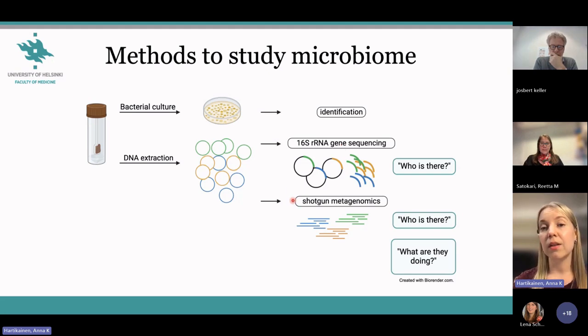Another one is shotgun metagenomics, where all DNA in the sample is sequenced. With this method, we can have more resolution, so we can go down to the species and even strain level. And we also have 2 different methods for this: reference-based methods and methods that don't need the reference, so we can also identify new species and strains. And with this method we can also know something about the functions that the microbes have.